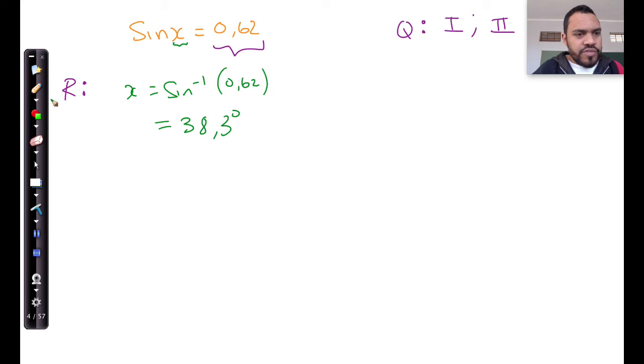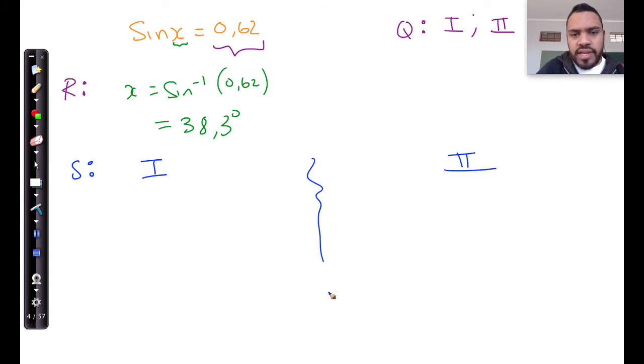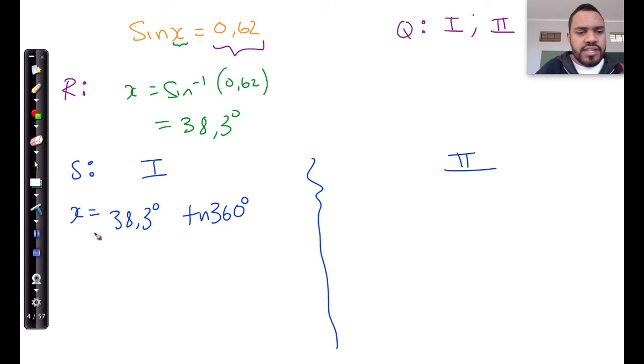With that, I can now move on and say, let's go and solve. Let's work with the first quadrant over here and the second quadrant over there. In the first quadrant, we take the given angle, which was this thing over here. X will be equal to just theta, which is 38,3 degrees, plus n multiplied by 360. Nothing to simplify, nothing further here. N is an element of the integers Z.